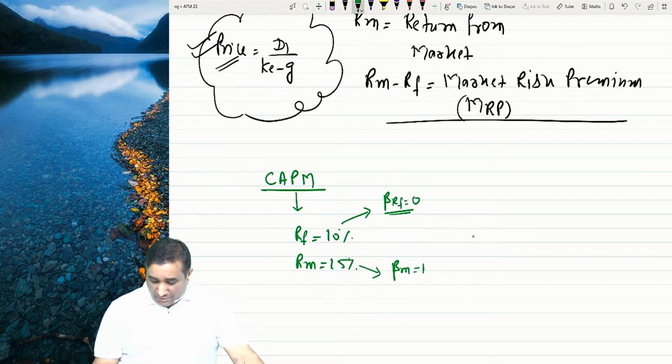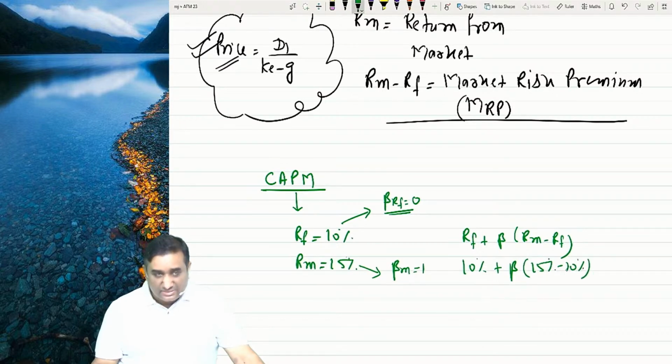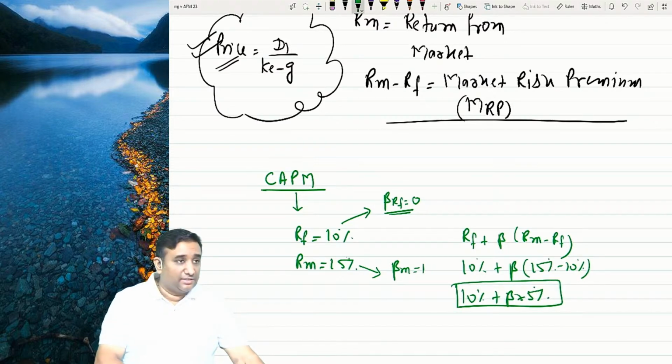5%. Now, try to look at the equation. You said it's RF, plus beta into RM minus RF. We call it 10% I need without taking any risk. Beta I am leaving as it is. 15% minus 10%, I need 5% extra return. 15 minus 10, when I take a risk equal to what? Beta equal to 1. Then I say 10% plus beta into 5%. This becomes the CAPM equation, CAPM.